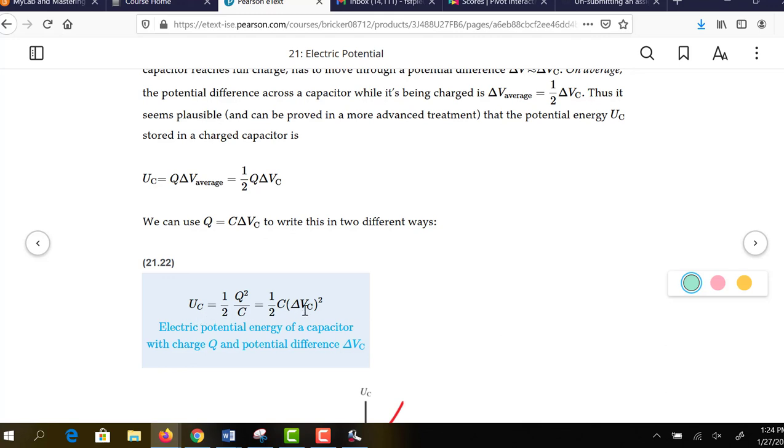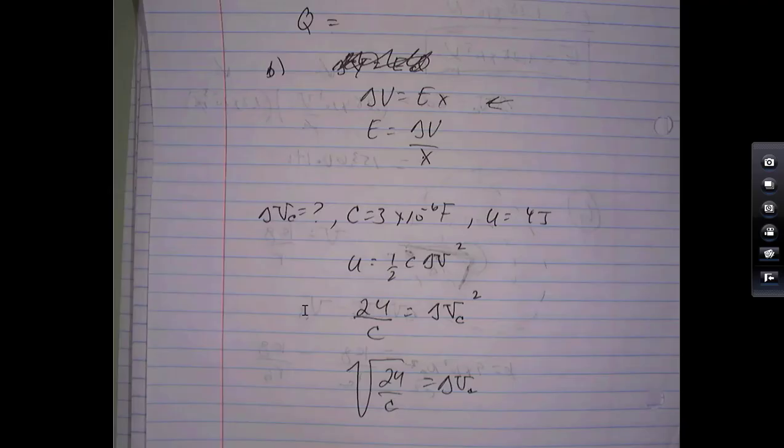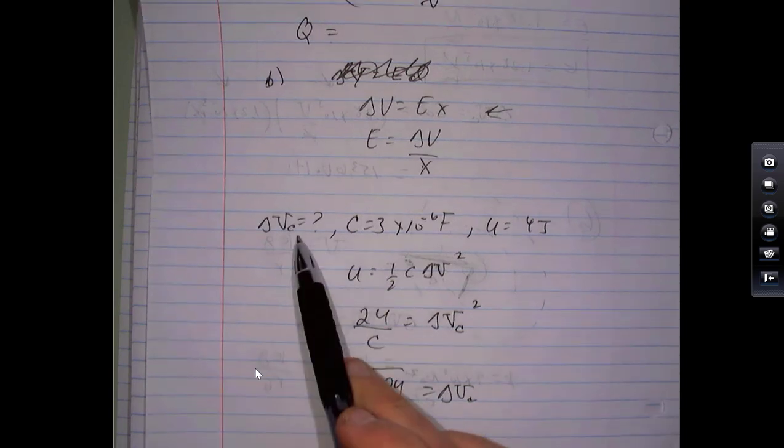So we have the energy that's given in the problem. We have the C given in the problem. We just have to figure out how much delta V is. All right, let's take a look at that. Let's go back to the piece of paper.